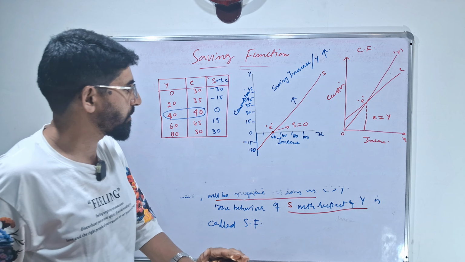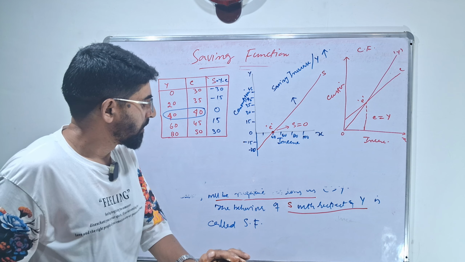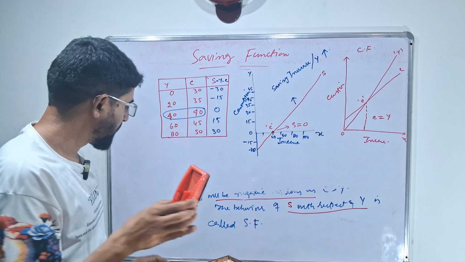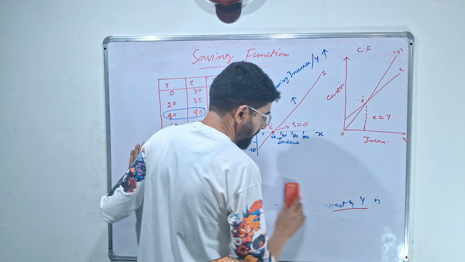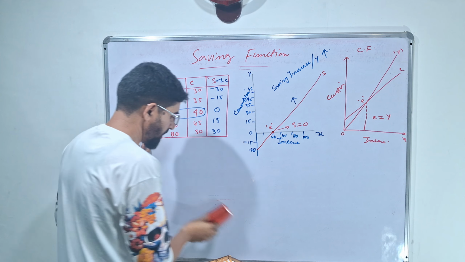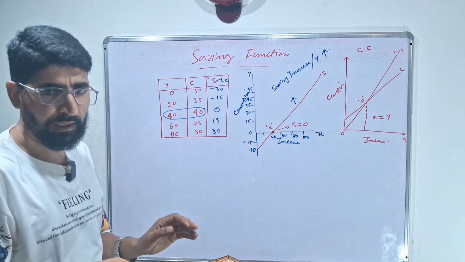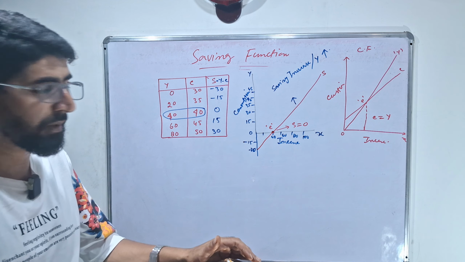What is the difference between the consumption function and the saving function? So I think it is enough for today. In the next lecture, I will discuss two key concepts: average propensity to save and marginal propensity to save.